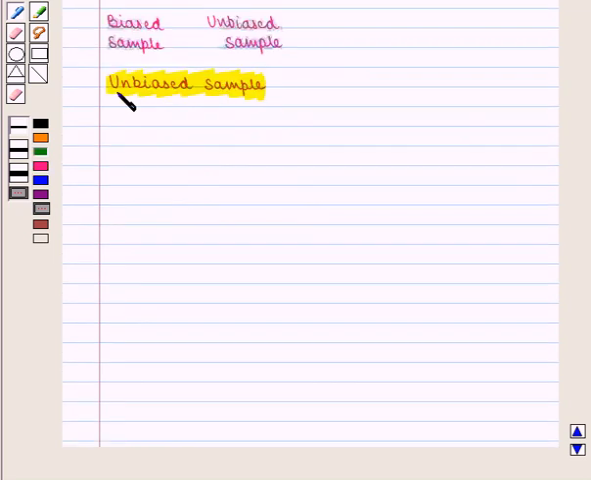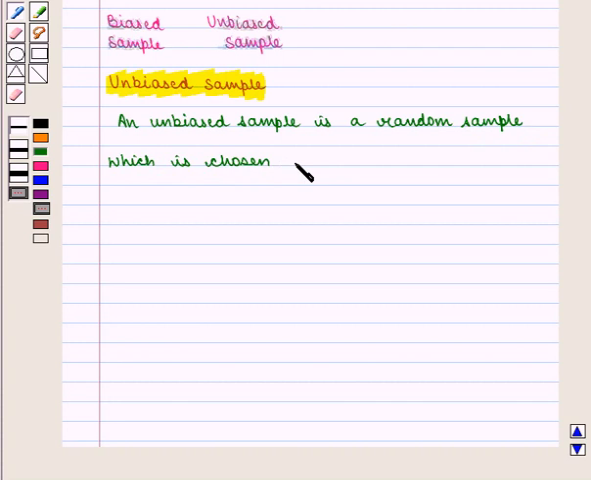Now we shall discuss what an unbiased sample is. An unbiased sample is a random sample which is chosen without any preference. An unbiased sample is chosen so that it can accurately represent the entire population.